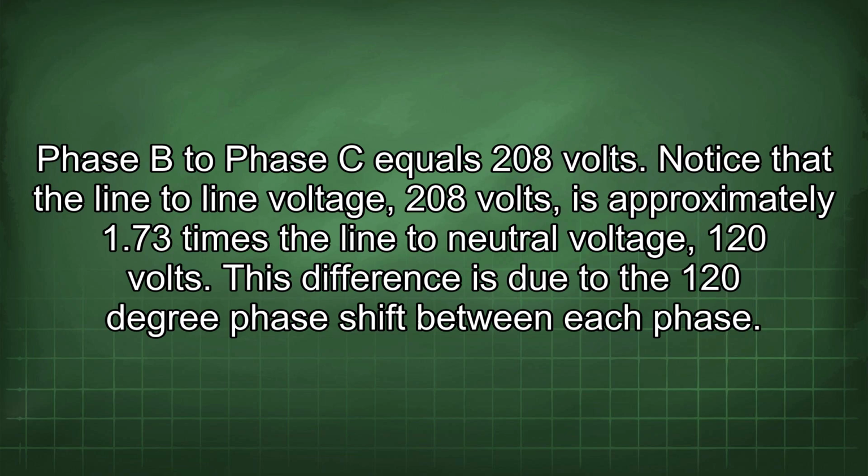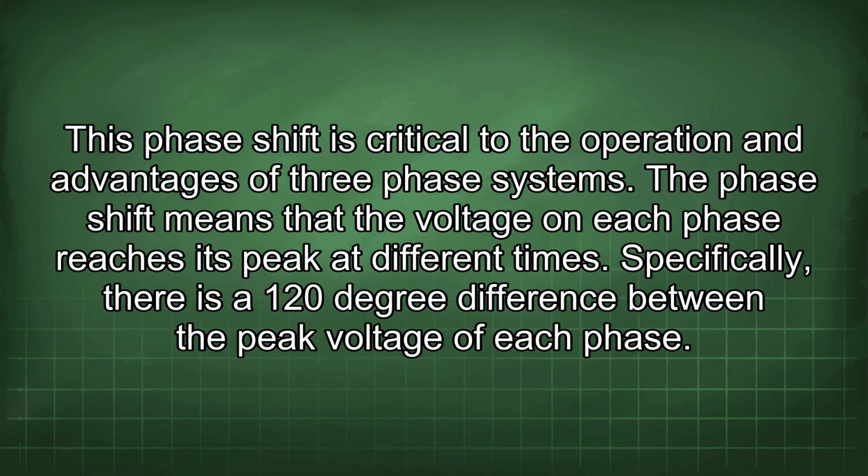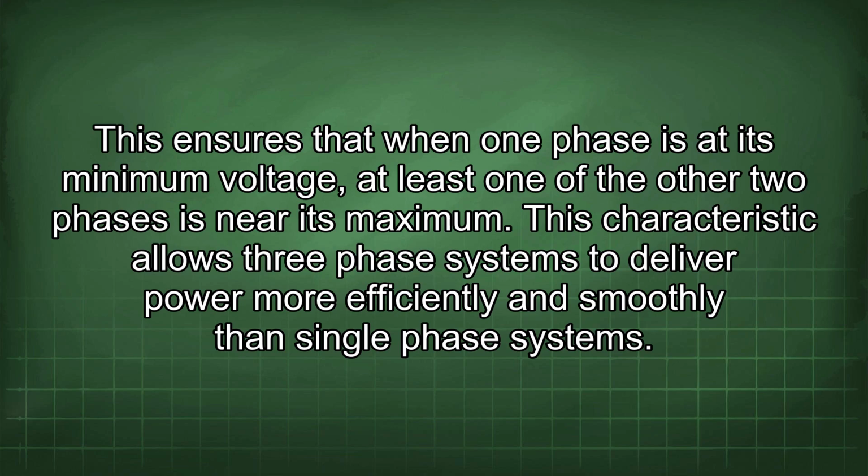This difference is due to the 120-degree phase shift between each phase. This phase shift is critical to the operation and advantages of three-phase systems. The phase shift means that the voltage on each phase reaches its peak at different times. Specifically, there is a 120-degree difference between the peak voltage of each phase. This ensures that when one phase is at its minimum voltage, at least one of the other two phases is near its maximum. This characteristic allows three-phase systems to deliver power more efficiently and smoothly than single-phase systems.